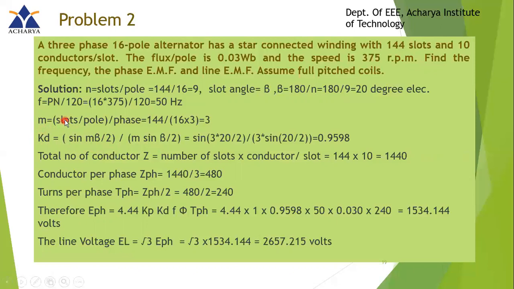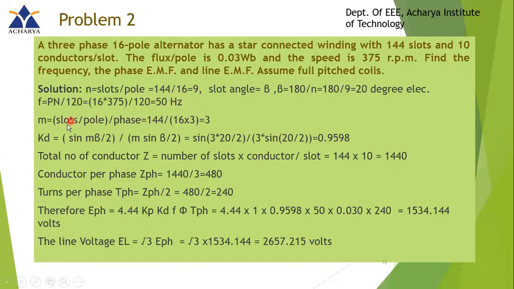So find out M, slots per pole per phase. M is nothing but slots per pole per phase. Slots per pole is n, right? We have found out already, 9. So just substitute the value over here. Number of slots per pole per phase. So here 144 divided by 16, into 3. Or you can divide directly 9 divided by 3.